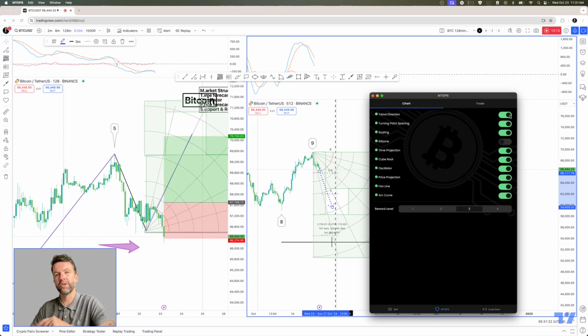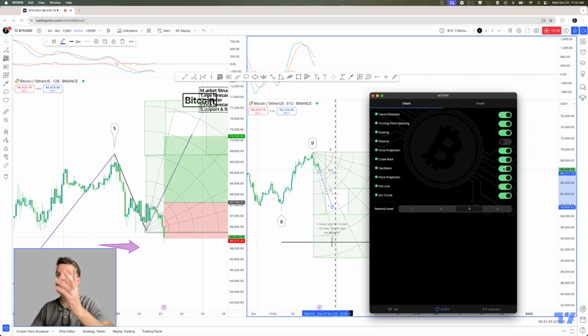I wouldn't normally tick it if I was on a lower time frame. I'm going to leave it as is here. Turning point spacing, I'm happy with, so I'm going to leave that ticked. Scaling, I'm happy with, leave that ticked. Price is still in the kill zone, so it's a point against opening up a trade right now. The time projection, I'm happy with. Cube root, which is a second confirmation on time projection, I'm happy with.